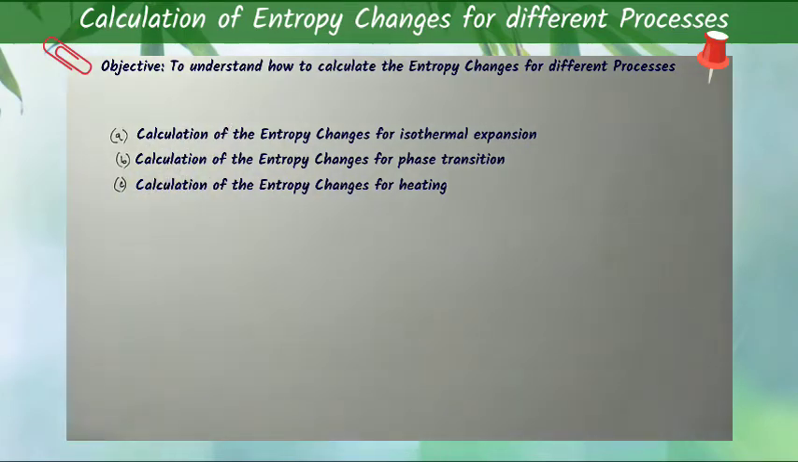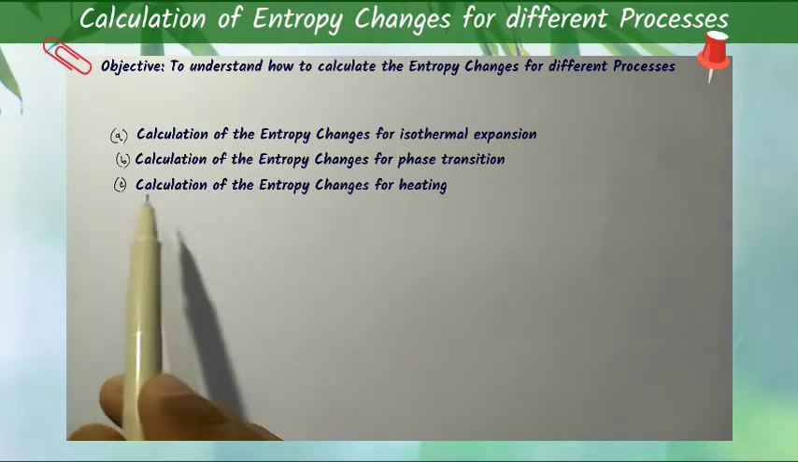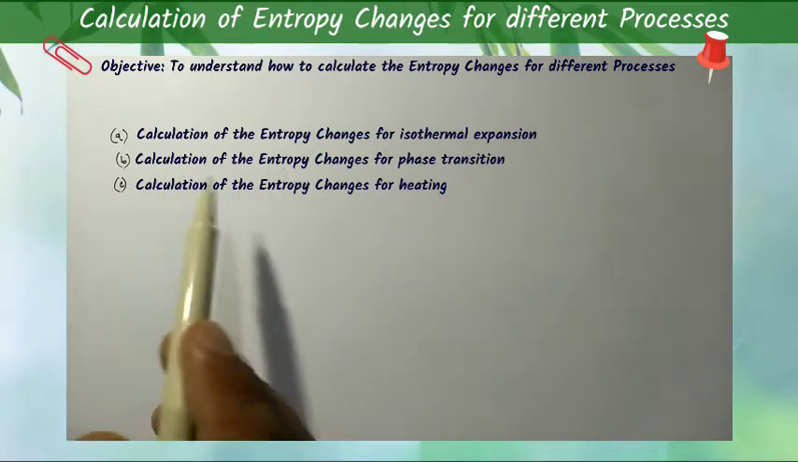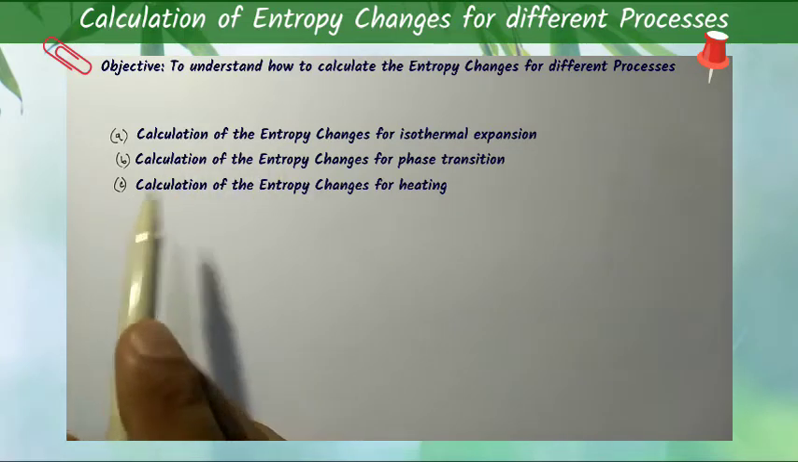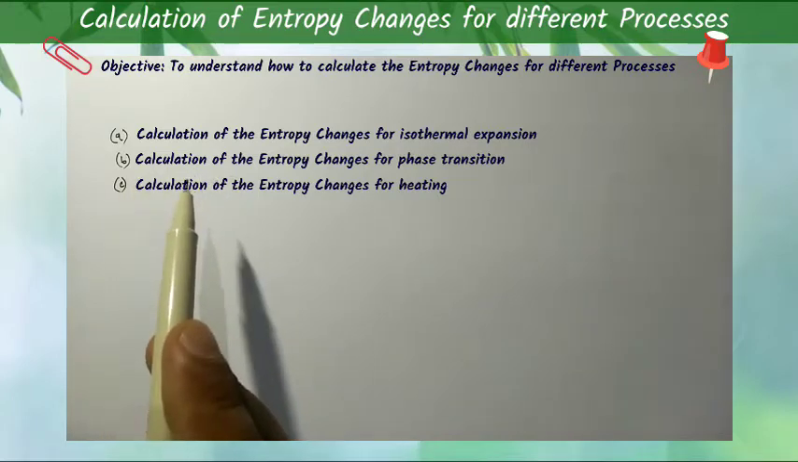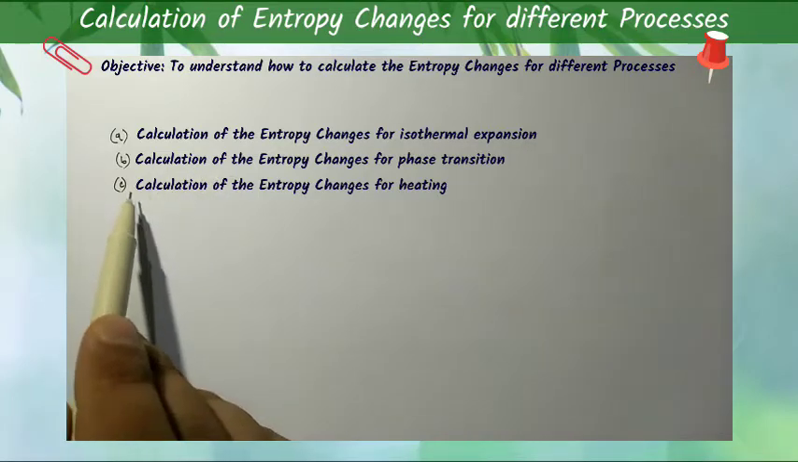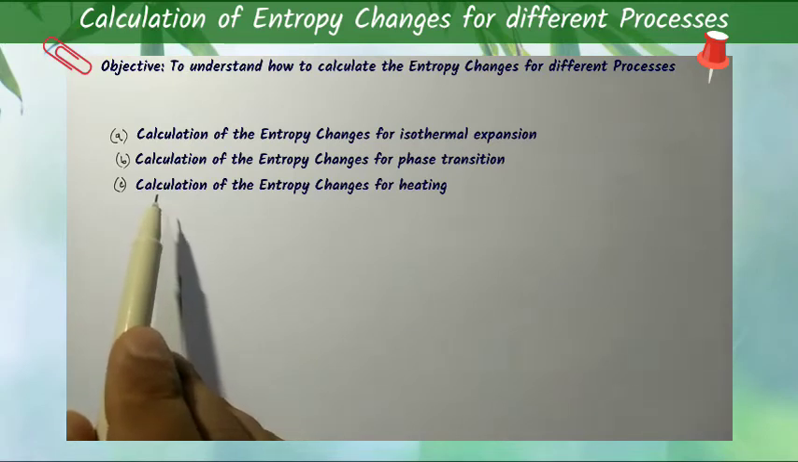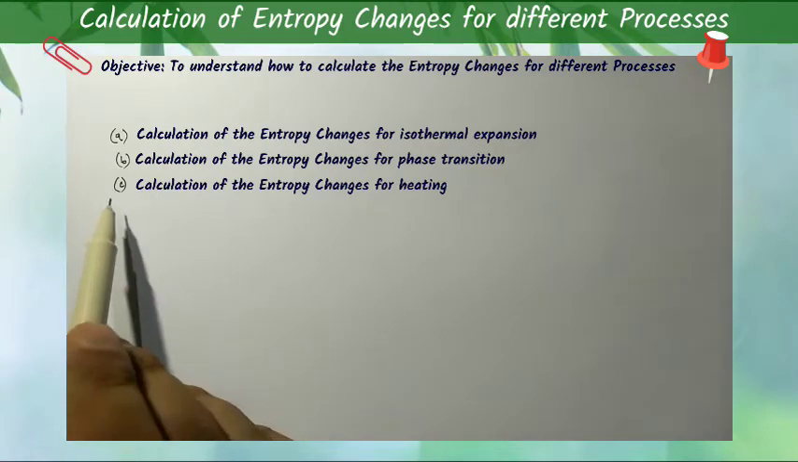During the heating process the change of entropy will definitely occur, because in the case of heating the randomness of the system will definitely increase, and we know that entropy is directly related to randomness. So that's why heating is also an important process, and we're going to discuss this one also.